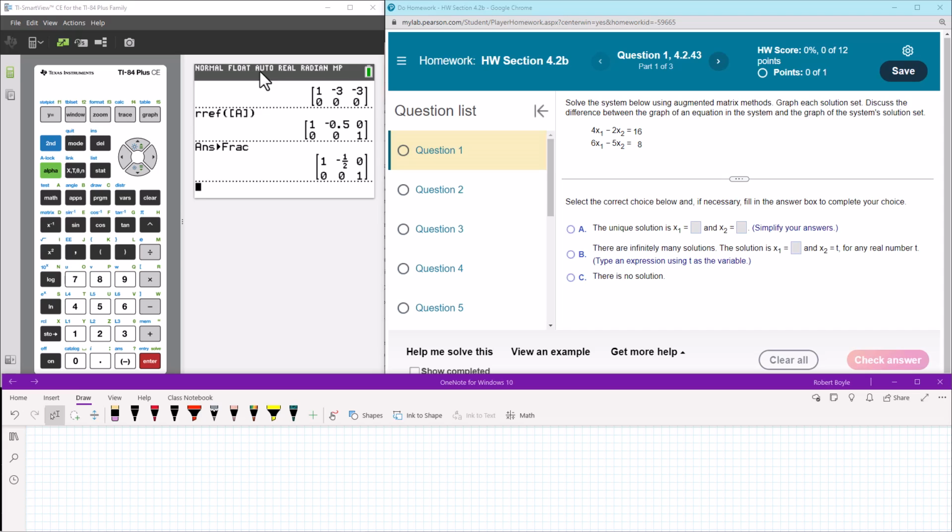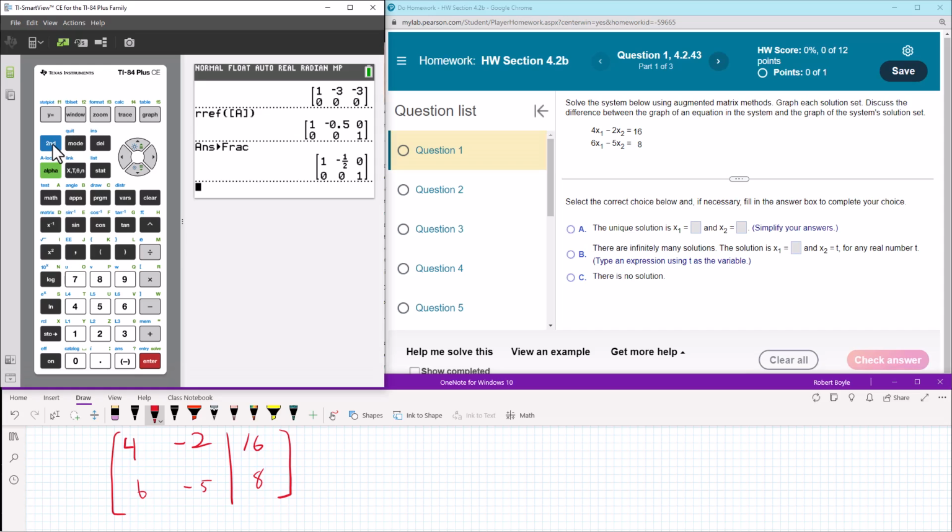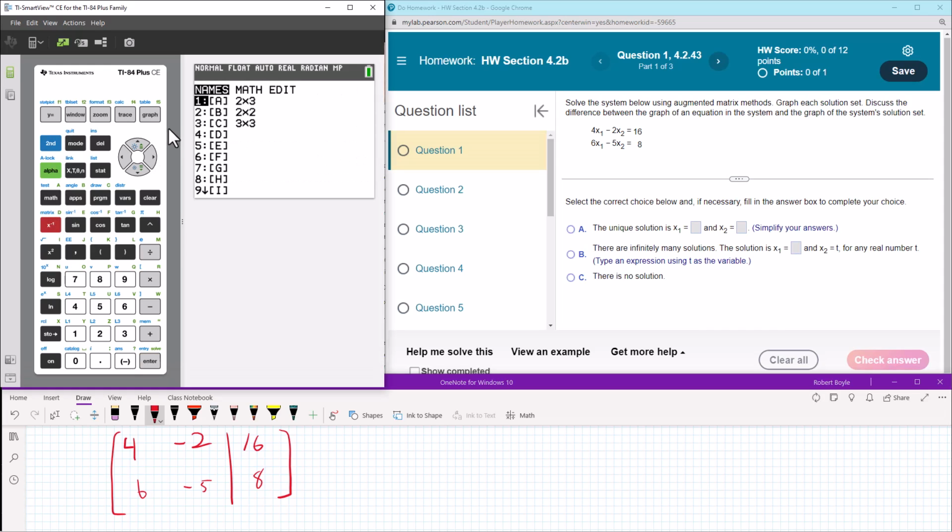So here we have 4x1 minus 2x2 is equal to 16, and 6x1 minus 5x2 is equal to 8. So let's go ahead and write the augmented matrix. That would be, for the first equation, 4, negative 2, 16, and then 6, negative 5, 8. This is what we want to put into our calculator. So let's go to second matrix, Edit. It's a 2 by 3.